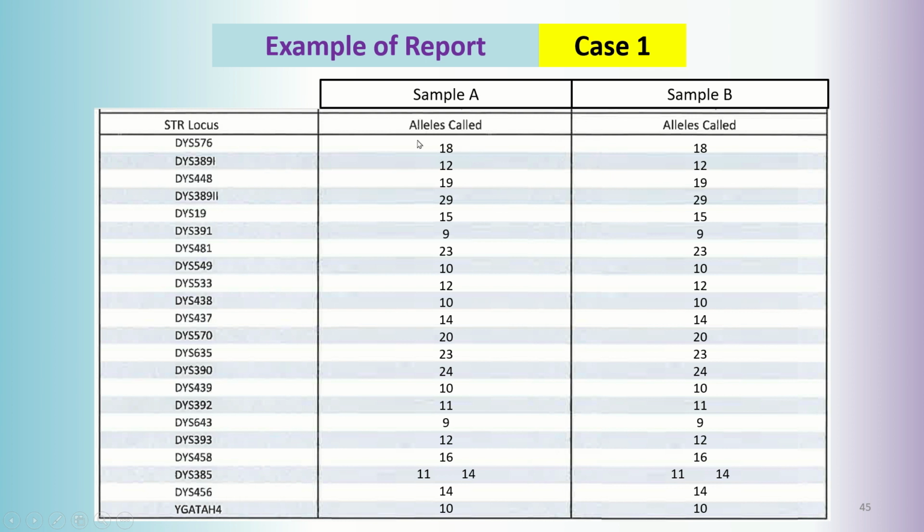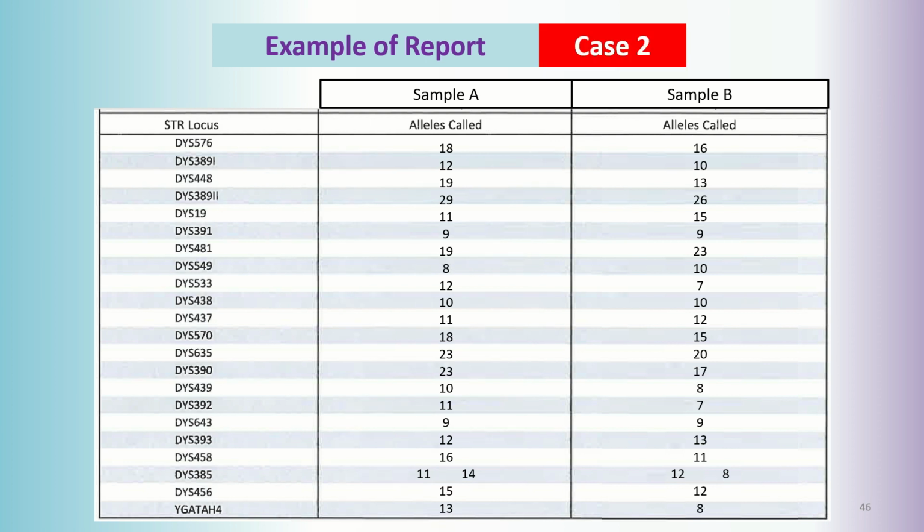This one 18, this one 18, this one 12, this one 12, this one 19, this one is also 19. So here it is very strong to say that the sample we found at the crime scene most probably belongs to the suspect.